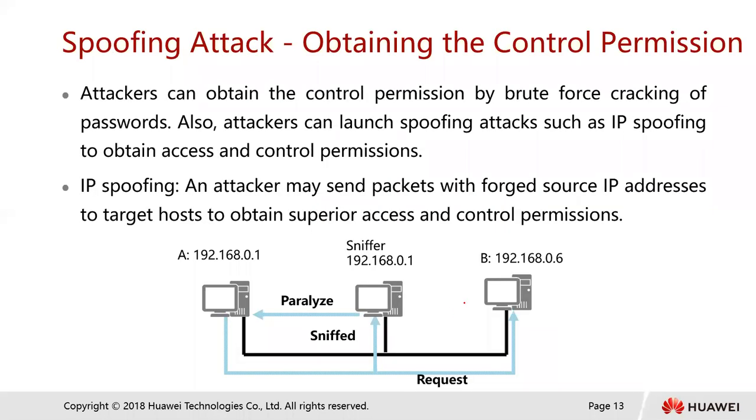Let us also look at spoofing attacks. This is obtaining the control permission. With spoofing, attackers can obtain control permission by brute force cracking of passwords, right? Also, attackers can launch spoofing attacks such as IP spoofing to obtain access and control permissions. What is IP spoofing? An attacker may send packets with forged source IP addresses to target hosts to obtain superior access and control permission.